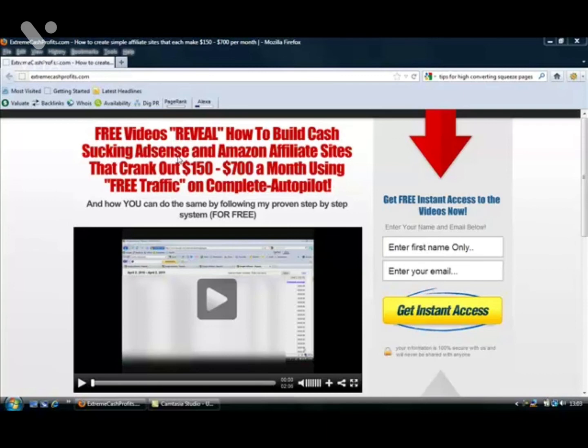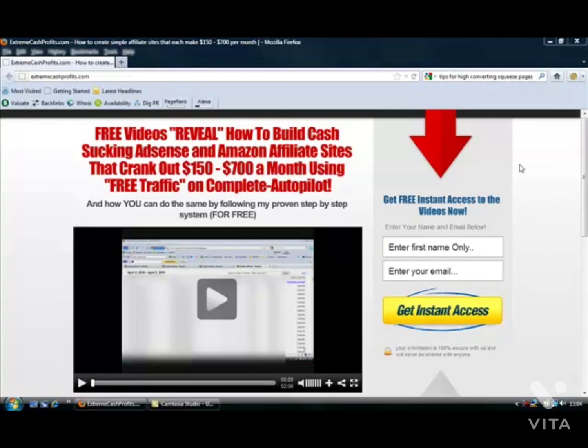Tip number 3, you want to try and use numbers in the headline. As you can see, I've used $150 to $700 per month. Numbers always hold people's attention more, they create more attention. So again, numbers in the headline are a big one. I always try and use numbers in my headlines. They work really, really well.